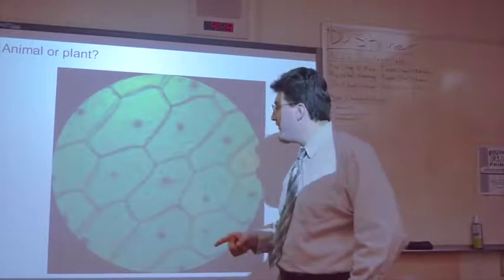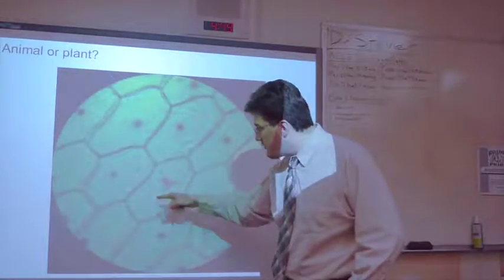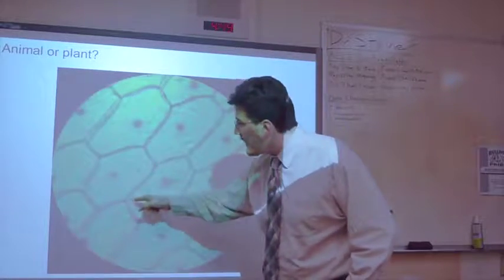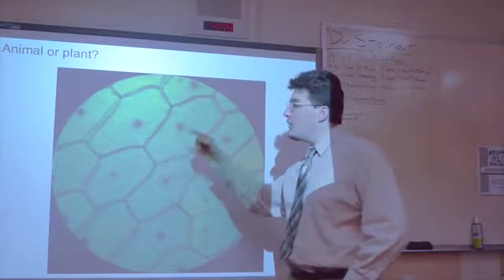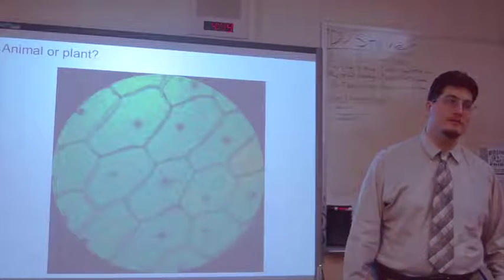Here, we have observable features. We can see chloroplasts. We can see cell walls. So we know this is a plant cell.